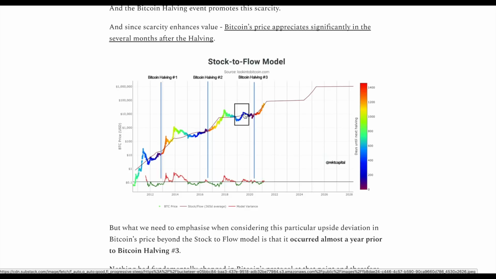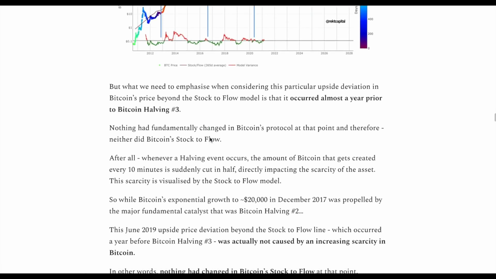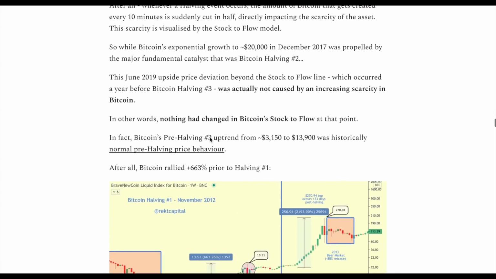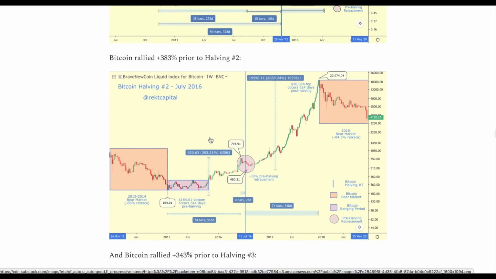So this deviation isn't an important deviation because it didn't occur after the Bitcoin halving event. Which is why it's important to emphasize that the upside deviations that occur beyond the stock to flow line, the most significant ones are the ones that occur after the halving event, right over here, and over here. Really important distinction to make there, because it's not just the upside deviations in a vacuum, it's the upside deviations later on after the halving.